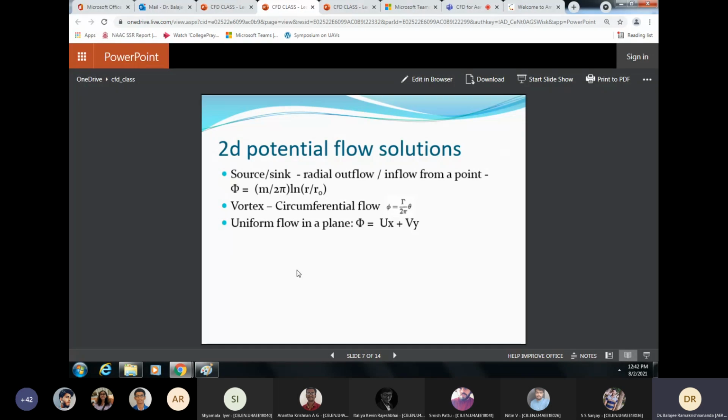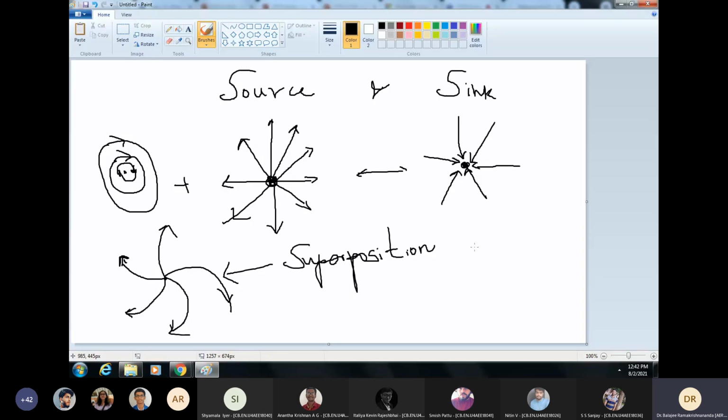So uniform flow in a plane also has a potential, Vx plus Vy. All these are actually solutions of the Laplace equation, which is given by dou squared phi by dou x squared plus dou squared phi by dou y squared is equal to 0, known as the Laplace equation.